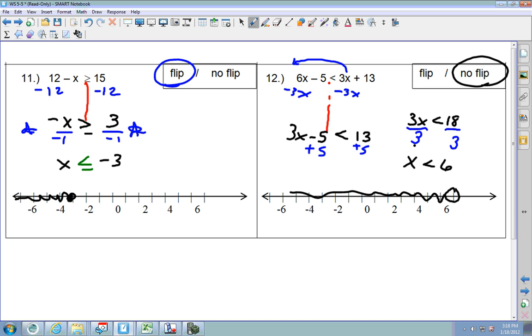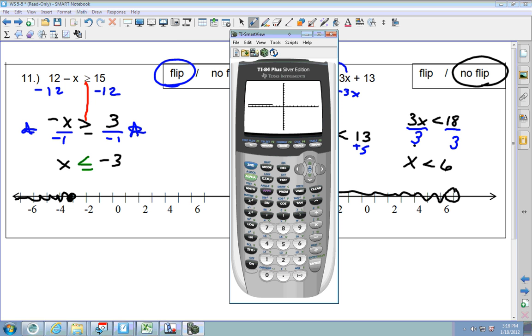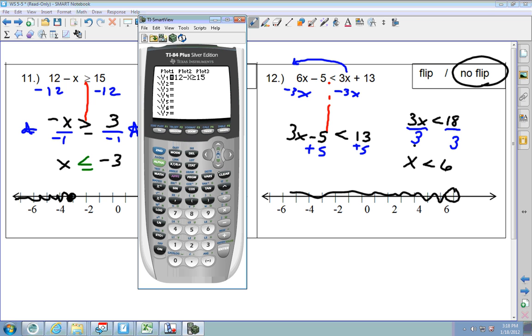Well, I can check that in the calculator the exact same way I was doing it. I'm going to put the original problem in there. Go to y equals. Put in there 6x minus 5. Then I'm going to go second math, less than, which is number 5. Then I have 3x plus 13. And I press graph, and it will show you that I'm starting at 6 and I'm shading to the left.